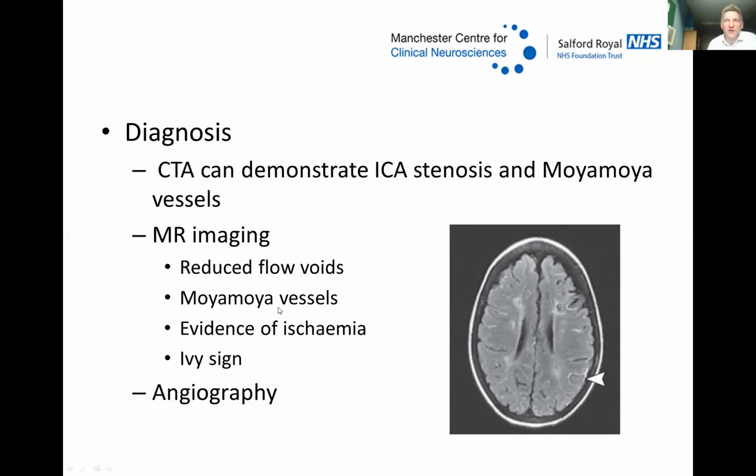You can see moya-moya vessels, you can see evidence of ischemia in terms of previous strokes, and you can see the ivy sign, which is this high signal on FLAIR imaging that you'll see lining the vessels. And again, angiography can help in terms of the diagnosis, and that's where you would see that puff of smoke appearance.